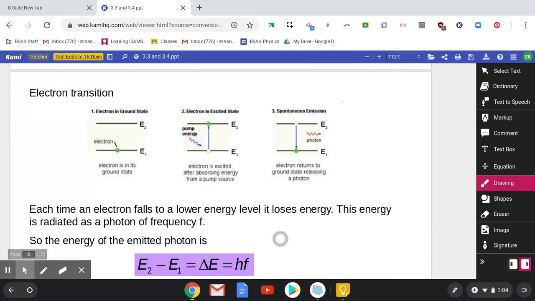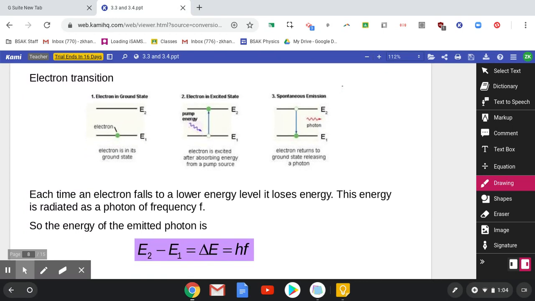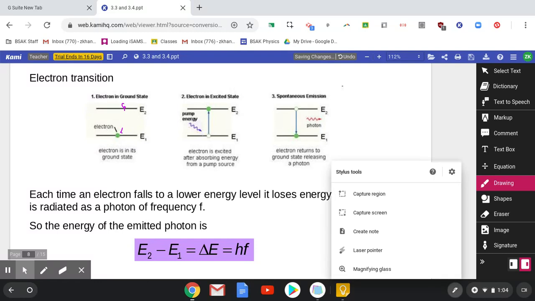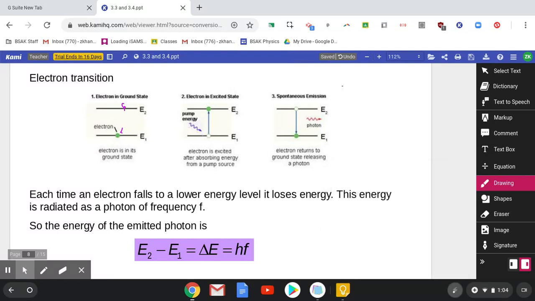Okay, so electron transition, what is it? When an electron moves between energy levels, that's what we call an electron transition. Now, when an electron moves down, we call that de-excitation. When an electron moves up, we call that excitation. So how can an electron move up an energy level? Okay, there are a couple of ways.